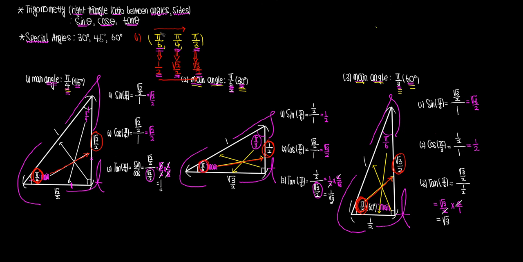So if the angle is small, then the side ratio is small. If the angle is big, then the side is big. As the angle amount is increased, then the sides will also increase. So this was the first thing to remember. The second thing to remember is how to memorize.